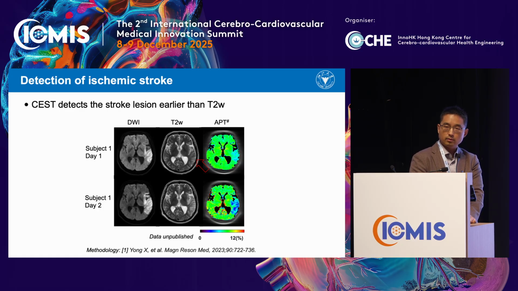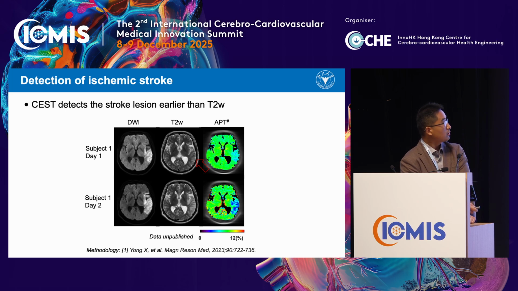In stroke, the stroke lesion produces lactate, and that lowers pH. We can detect this pH change with the CEST MRI. As I mentioned in the principal part, CEST MRI can detect concentration changes and also pH changes.